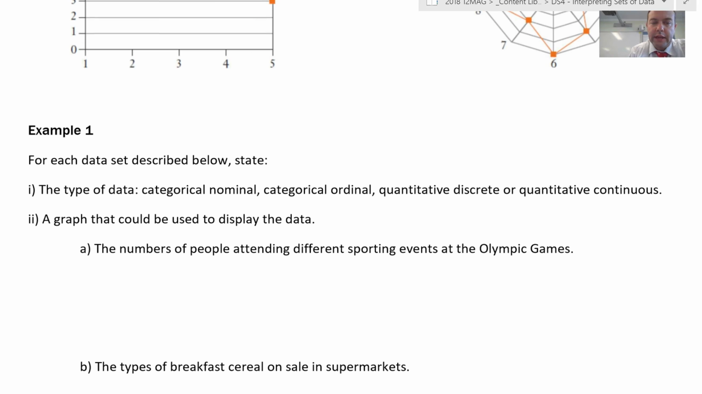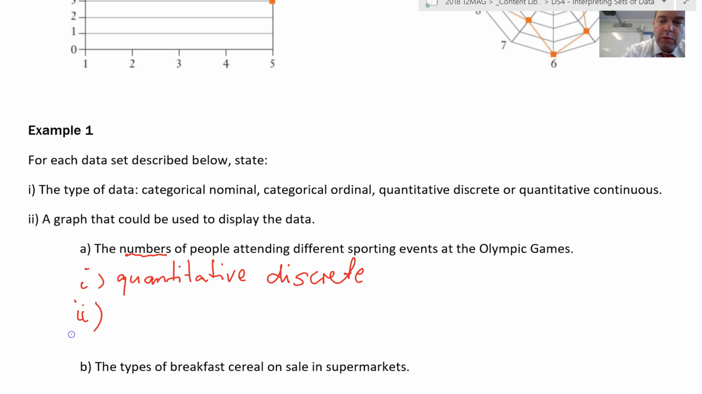So, data set described below. The number of people, now that's a key word there, number, almost always means that it's discrete data. The number of people, I'm going to count them, attending different sports at the Olympic Games, so that is discrete. Oh, sorry, we need to call it quantitative discrete. There's no other type of discrete, but anyway. Quantitative discrete. And in that case, what would be the best there? I think a column graph would represent that data nicely.